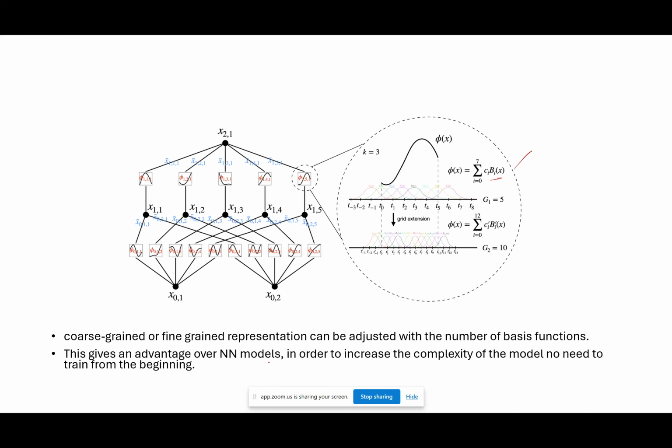The advantages of a neural network model is that, let's say you want to train on the CIFAR10 dataset, but you started with a 6-layer neural network.